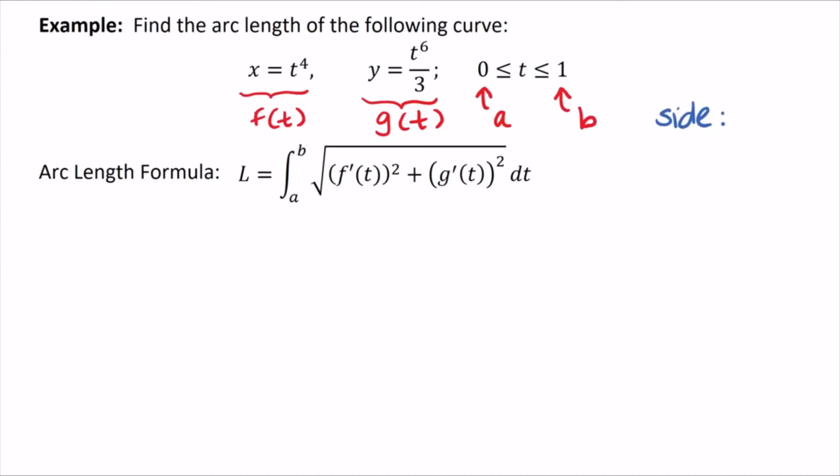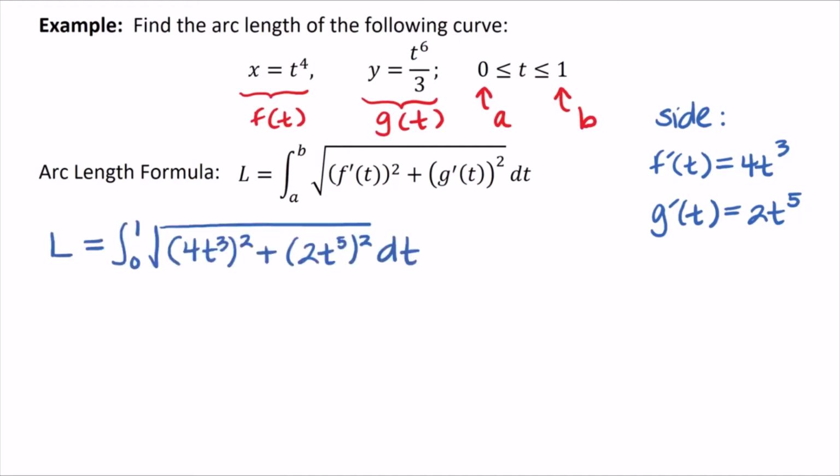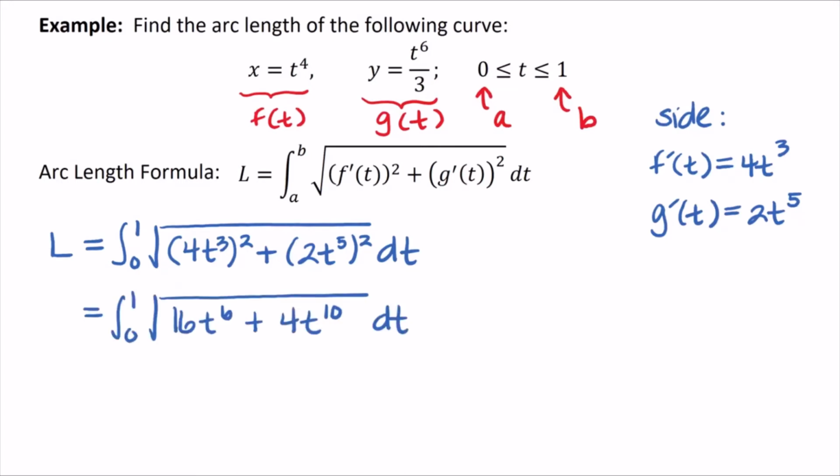To start, we can compute f prime of t equals 4t cubed, and g prime of t equals 2 times t to the fifth. Thus, our arc length L will be equal to the definite integral from 0 to 1 of the square root of the quantity 4t cubed, quantity squared, plus 2t to the fifth, quantity squared, dt. By simplifying under the radical, this equals the definite integral from 0 to 1 of the square root of the quantity 16t to the sixth plus 4t to the 10th dt.